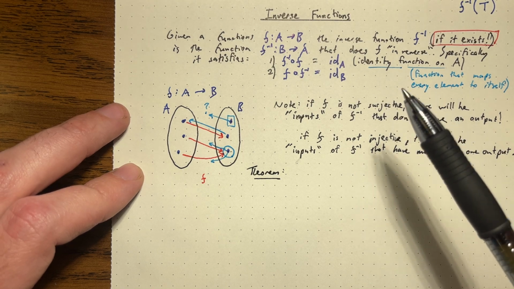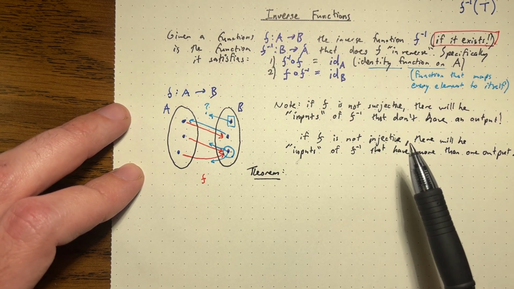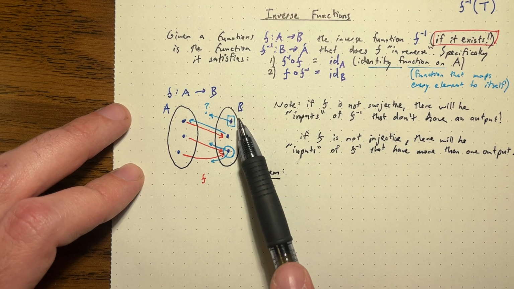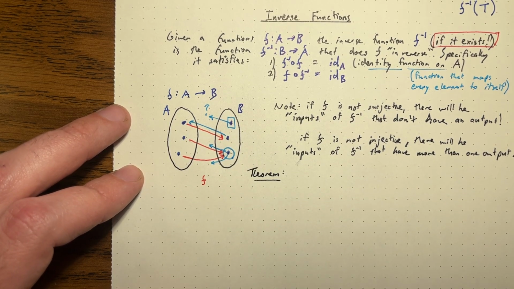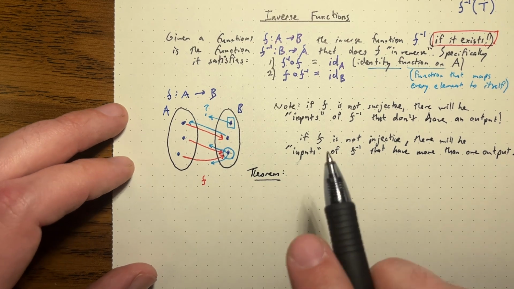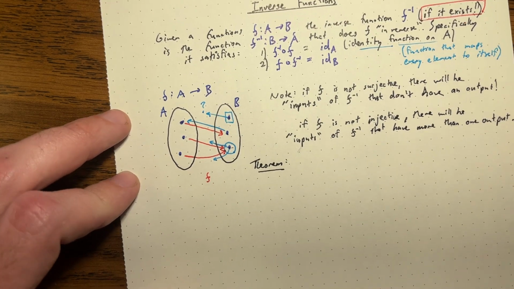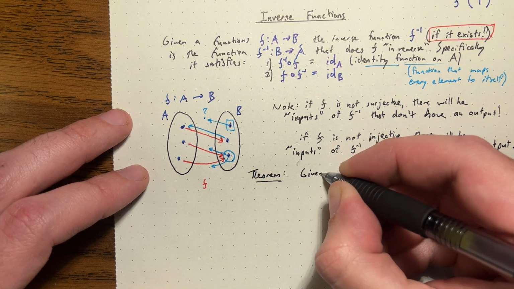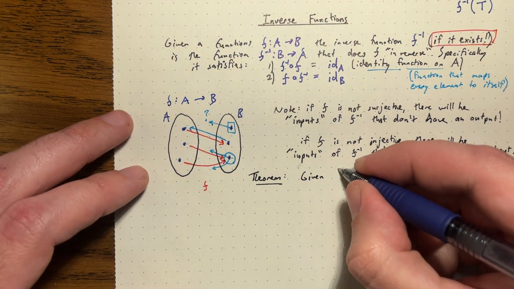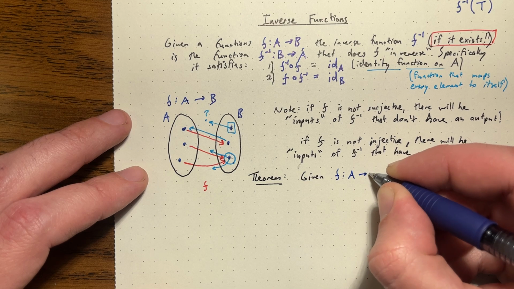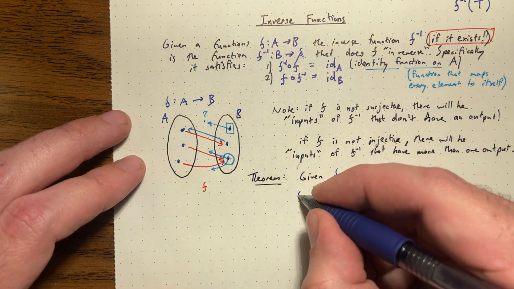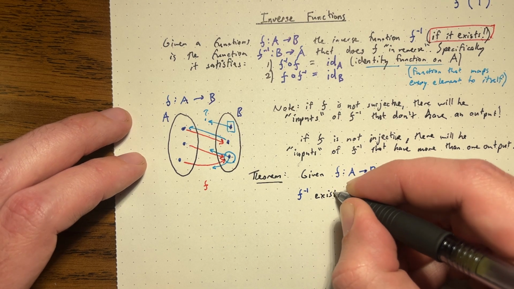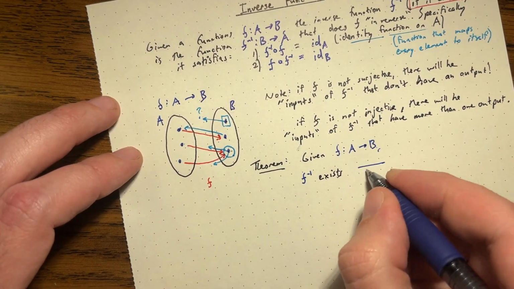So we need to be surjective and injective for sure, right? Because if we're not one or the other, then we can't define the inverse function. So certainly a function would need to be bijective to have any hope of defining the inverse function. And in fact, this theorem tells us that is exactly when we can define it. So if we're given a function f from A to B, the inverse function exists if and only if f is bijective.